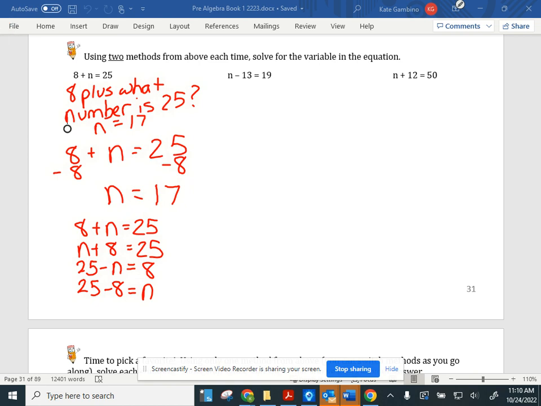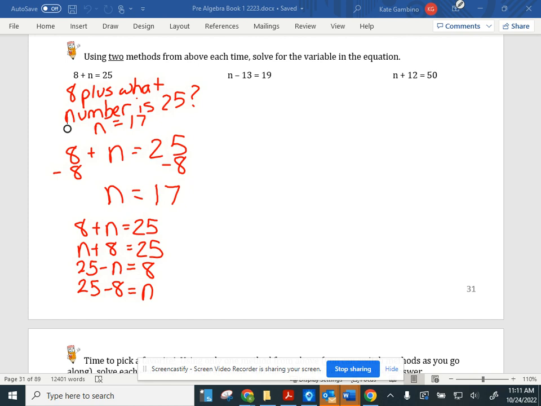Chance. Can you show me how to do the logic on the second one, n minus 13 equals 19? So a number minus 13 is 19. A number minus, what number minus 13 equals 19? So instead of saying a number, say what number minus 13.